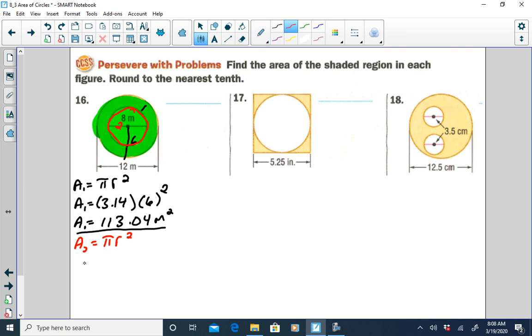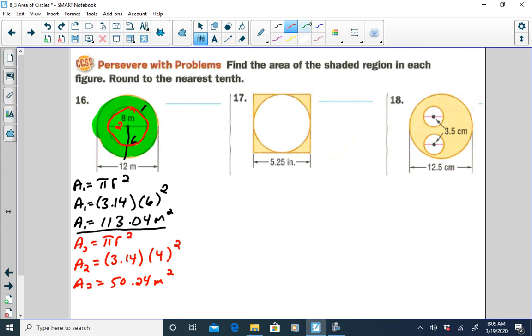So area 2 is equal to pi times r squared, which is 3.14 times the radius squared. If the diameter is 8, the radius is half that, which is 4. I'm going to square that. So area 2 is equal to 4 squared, which is 16, times 3.14. That's 50.24. Those are square meters.